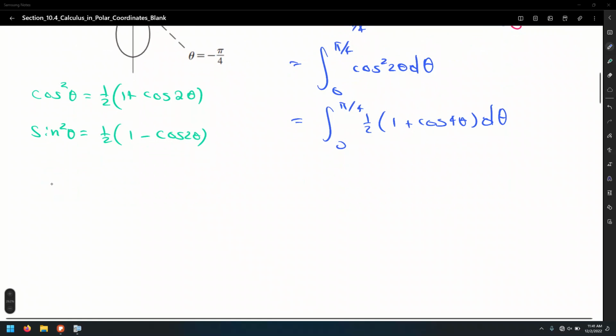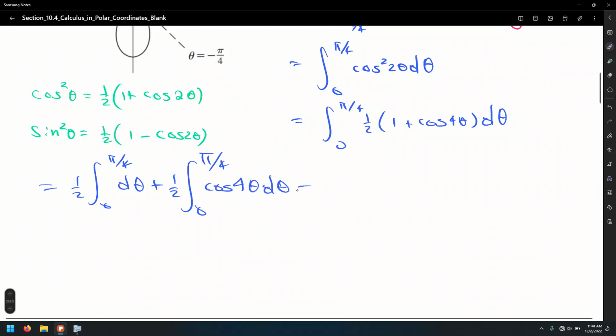It's time to write this in terms of two integrals. Cosine 4 theta d theta. And well, these two are really easy to integrate. The integral of d theta is just theta times 1/2, plus 1/2 the integral of cosine, which is sine of 4 theta, but I left a space for 1/4, right? And evaluate between 0 and pi over 4.